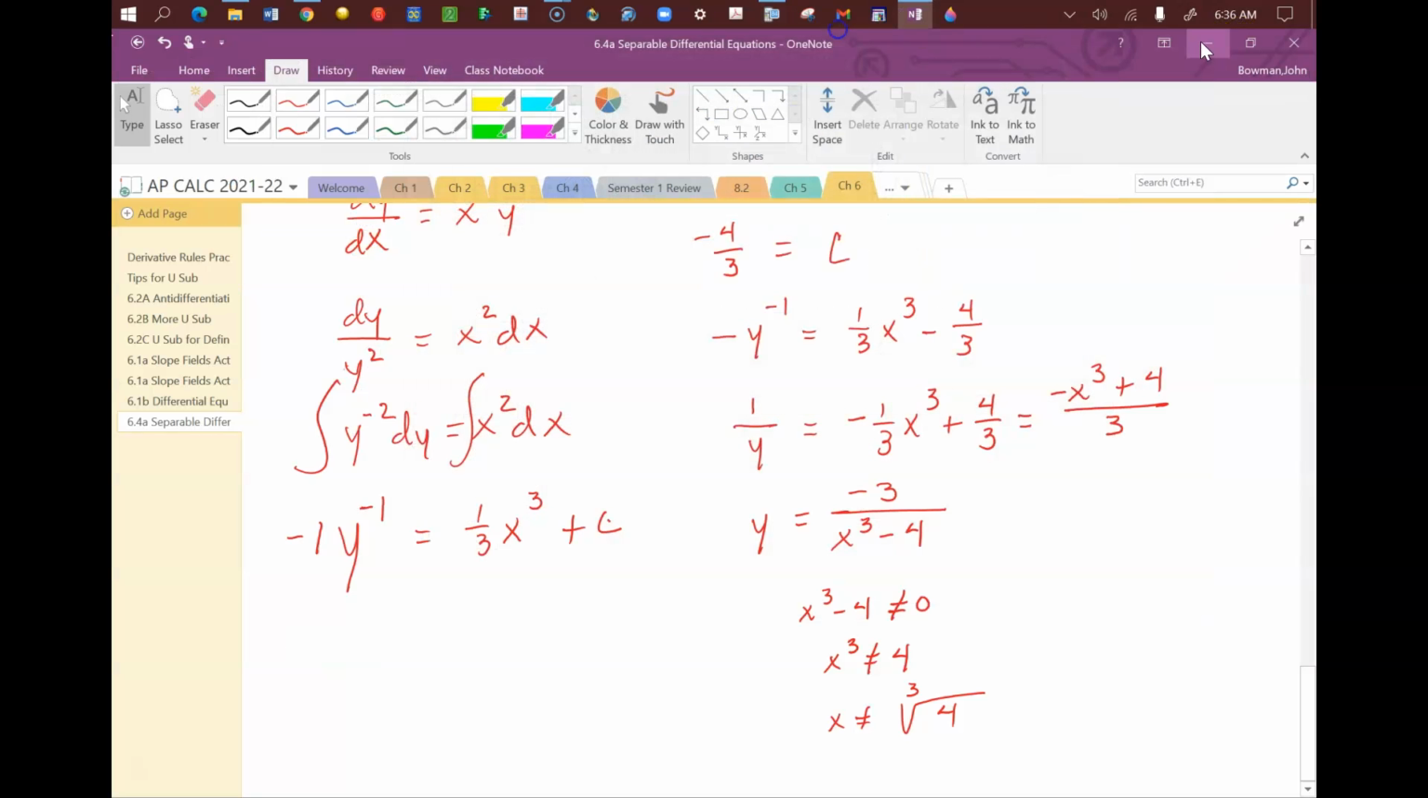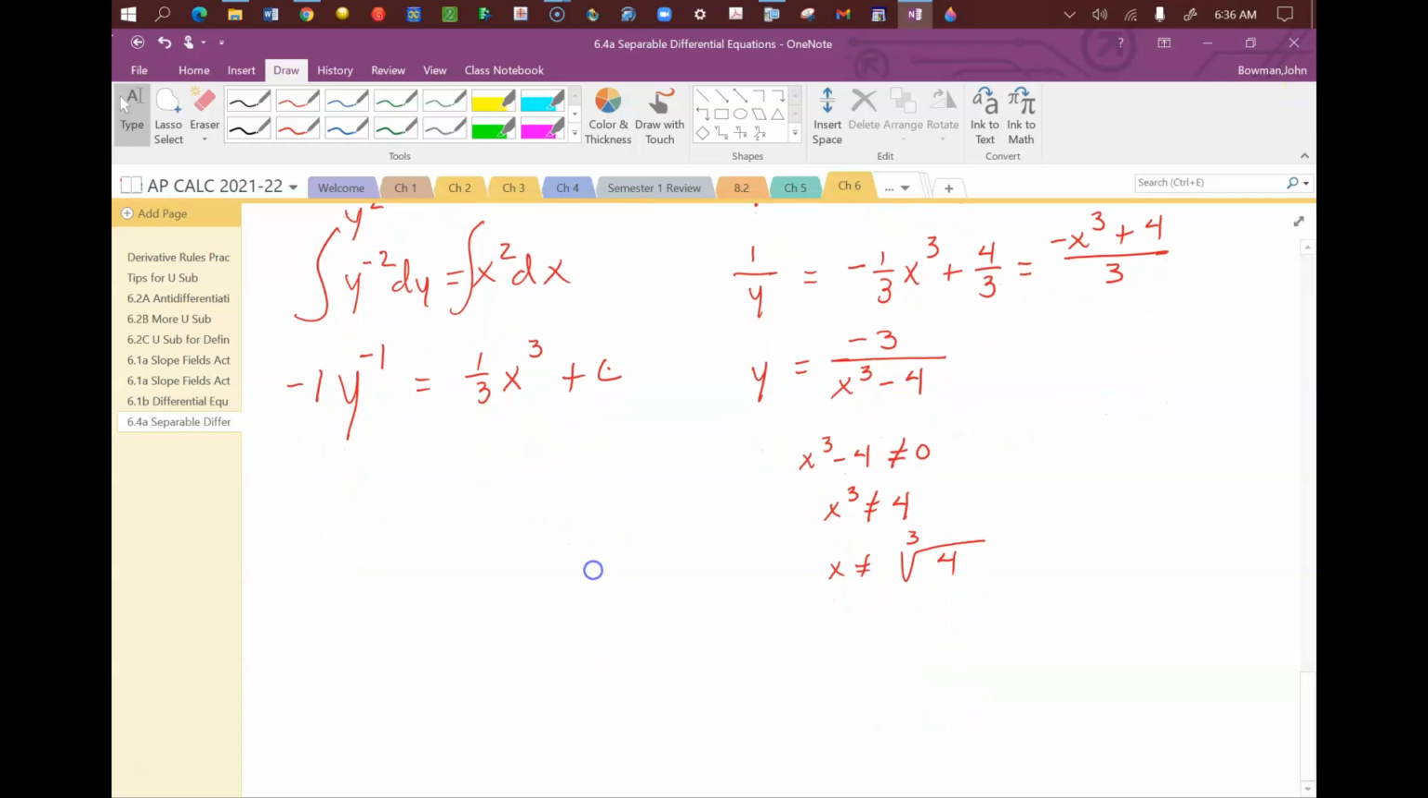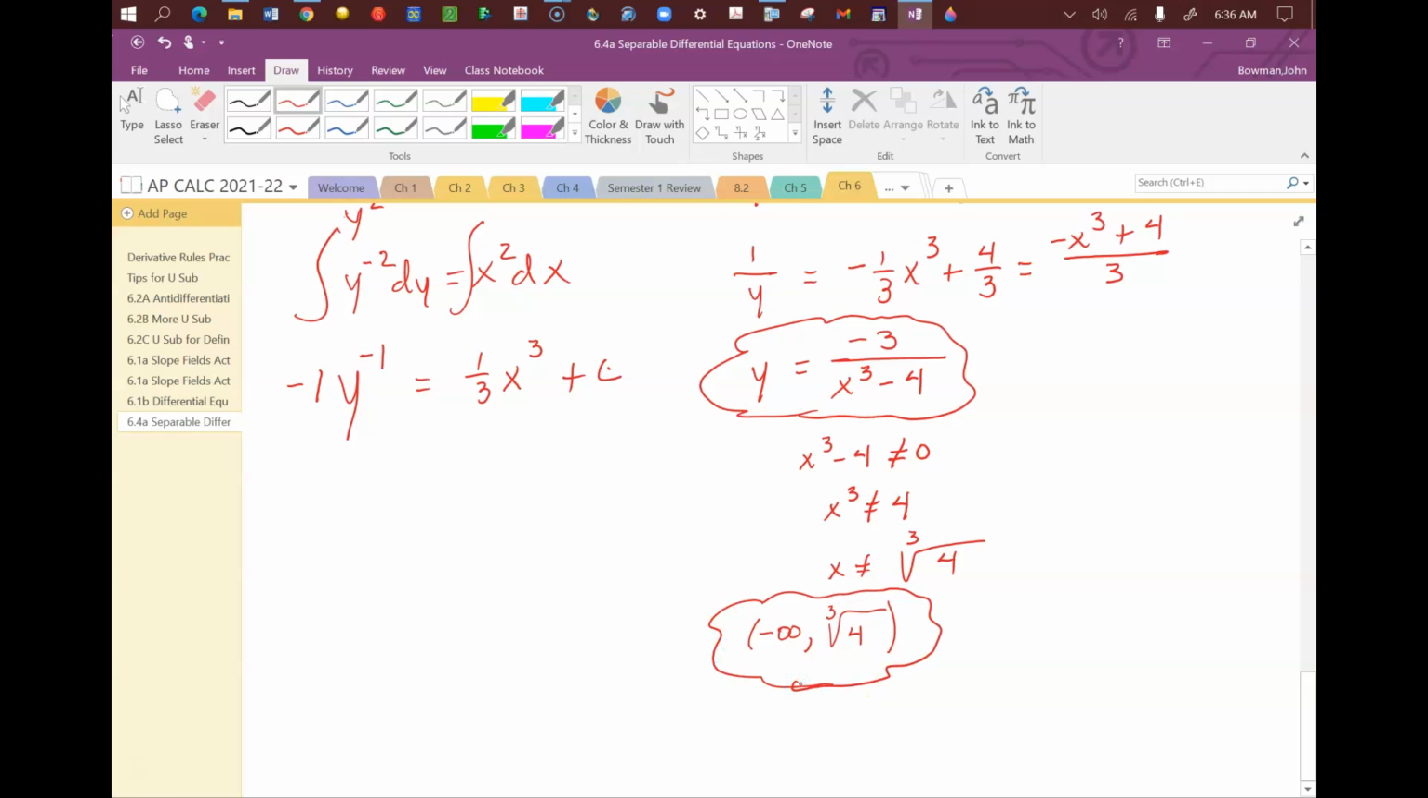So the domain for the part of the curve that we are interested in is the following: from negative infinity to the cube root of 4. So to be clear, we need the continuous part of the function that we solve for that contains the point 1, 1, and that is on this interval right here.